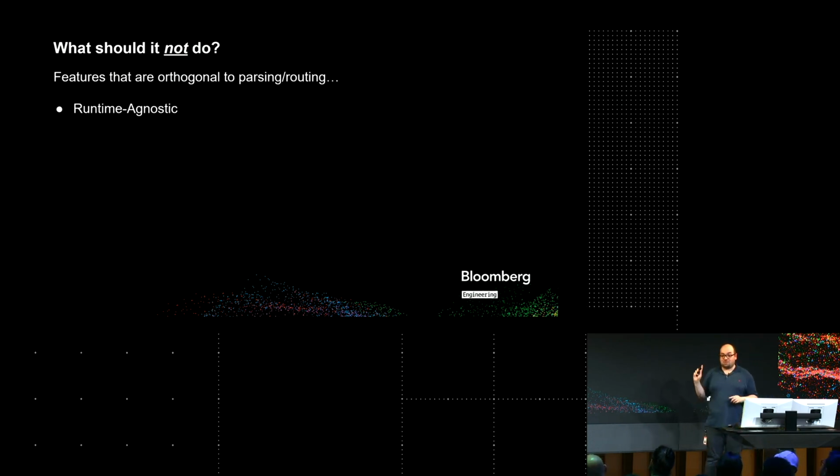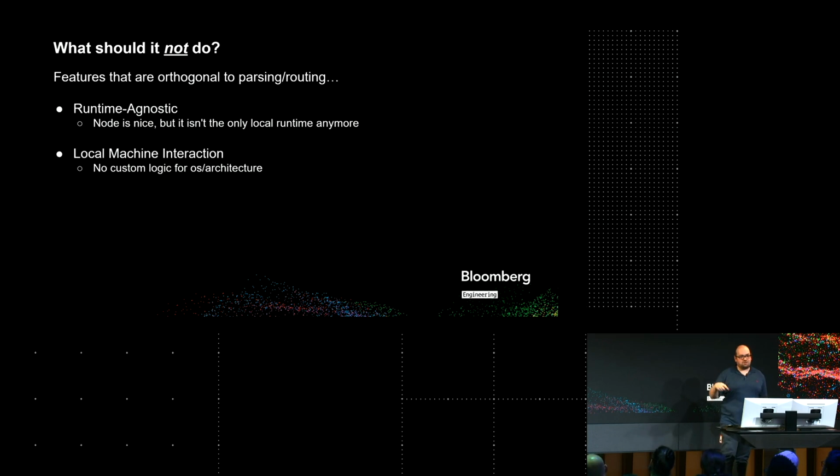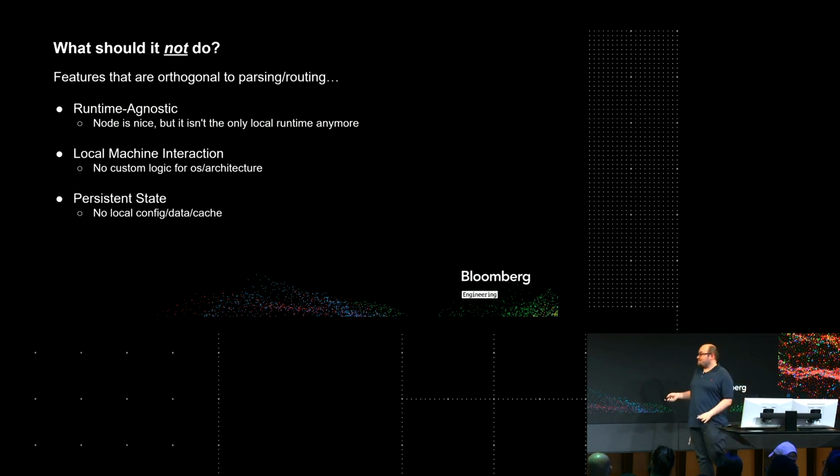So that means it should be runtime agnostic, ideally. Node is nice, but like I said earlier, we have Bun and Deno now. It should avoid interacting with the local machine, so no file system access, no custom logic for your operating system, anything like that. For persistent state, like I said, it should be runtime agnostic, and we don't want to interact with the file system, so we're not going to be writing logic to store a file in your home directory or anything like that.